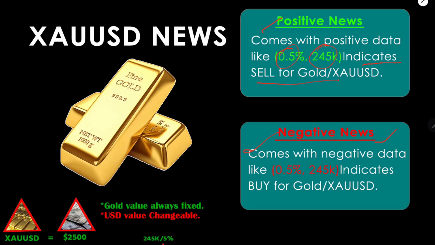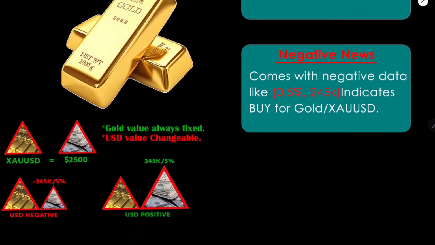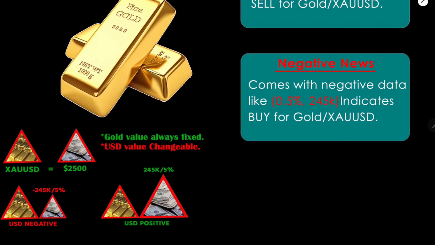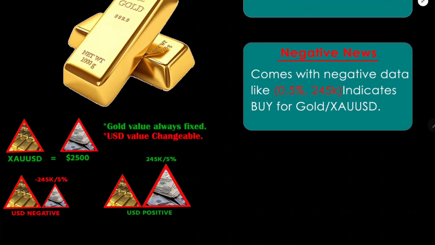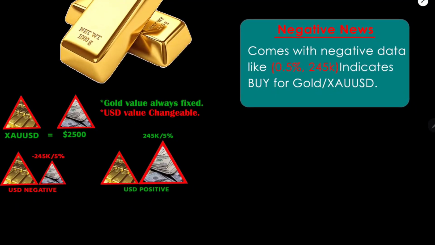Okay. For negative news, same thing. Negative news comes with red 2.5% and red 245k, data like that, and that indicates buy for gold. Okay, and if we scroll down a little bit more, as you can see there is a lot of things, and you may ask me, Mr. Boom, why for positive news we will sell gold, and why for negative news we will buy gold?